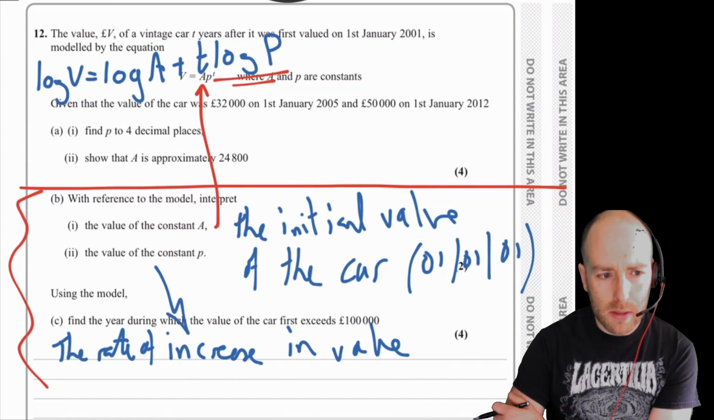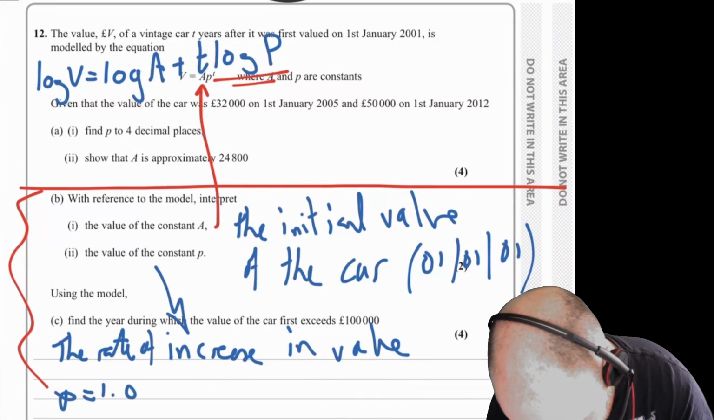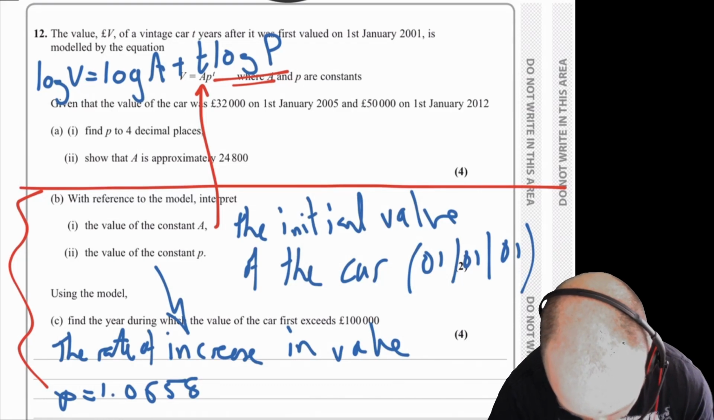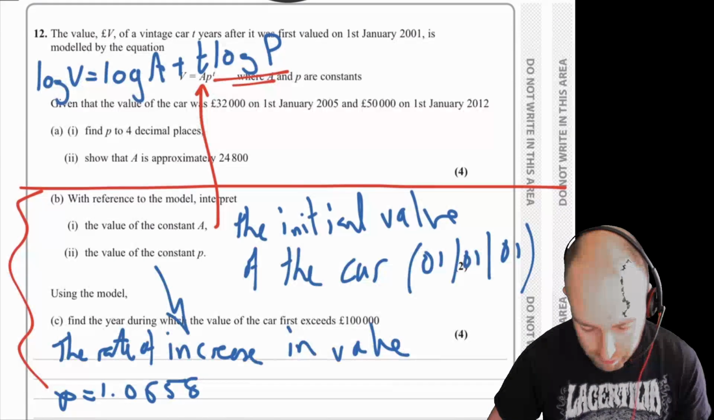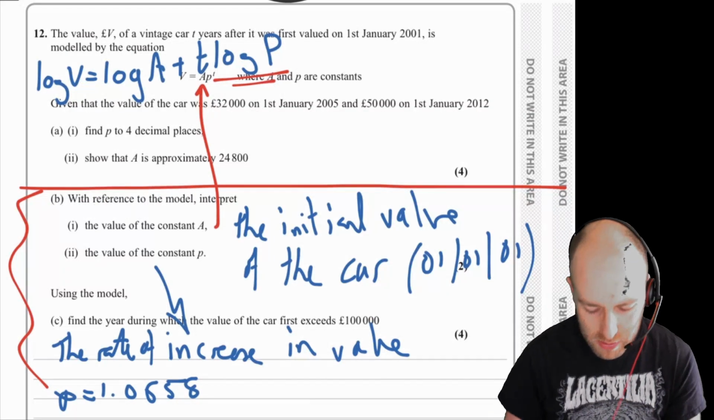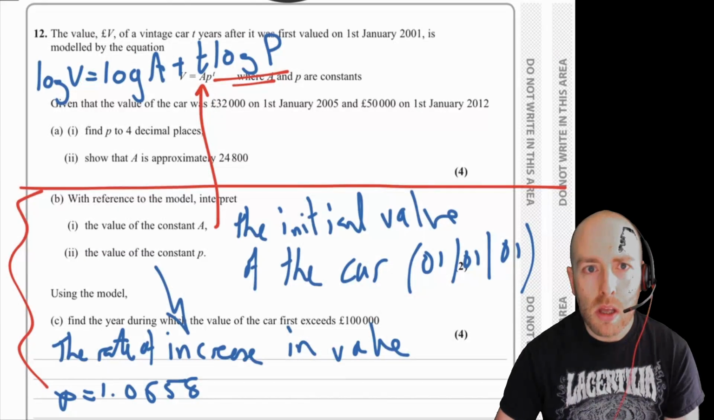So I think we got P is 1.0658. Cool. So for every, yeah, I think just a rate of increase in value is fine. I don't think we need to go any further than that with this one.